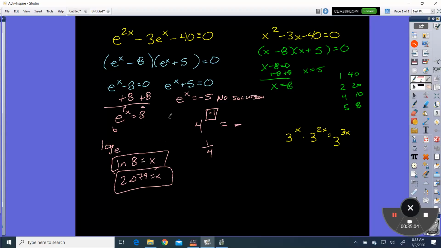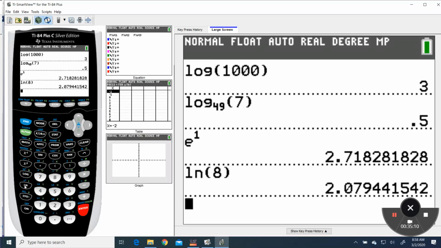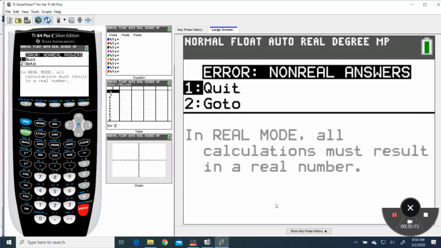If I would have tried to rewrite it this way, I'd have ln of negative 5 equals x, right? So I go to my calculator, I hit ln of negative 5, and what's it going to tell me? All calculations must result in a real number. This is a non-real answer, so in other words, it doesn't work.